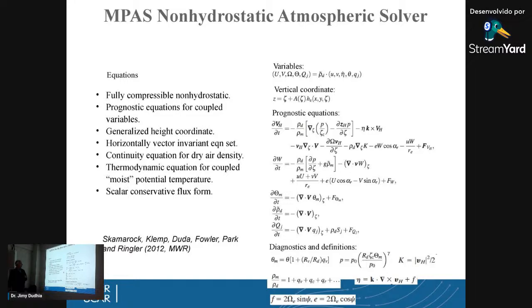The thermodynamic equation is for moist potential temperature, theta m. Theta m is defined here. It's not quite virtual temperature, but it's something very similar to that, where RV over RD is like 1.61, whereas for virtual temperature it might be 0.61. This is just used for convenience because theta m is then closely related to pressure, which is also a diagnostic variable from theta m. And we also predict the height field in this model.